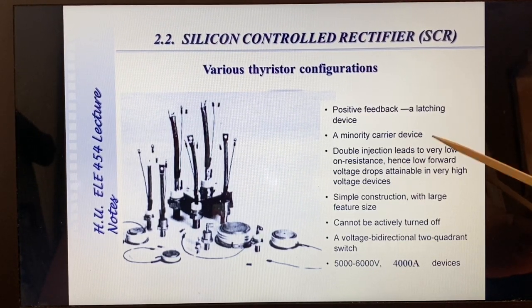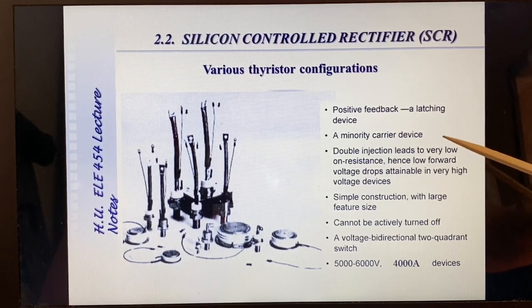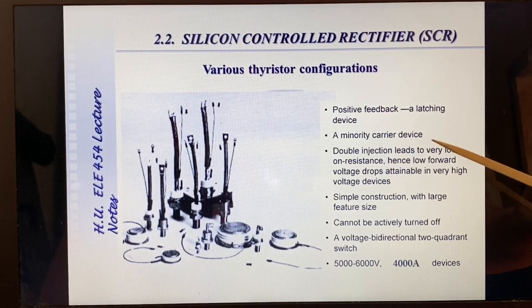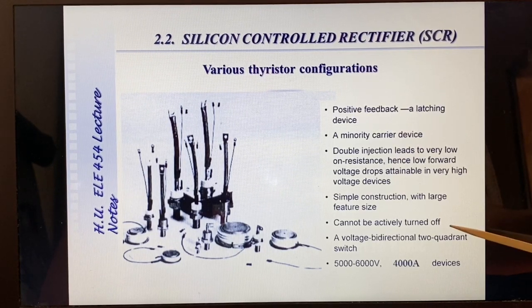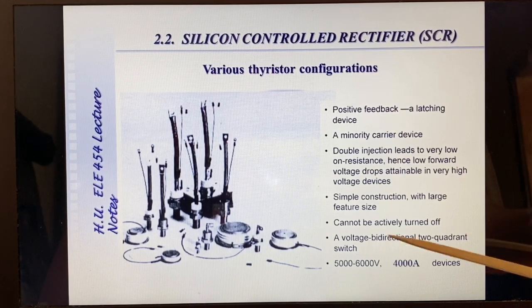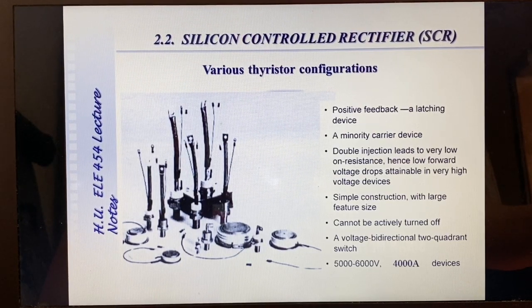It is a minority carrier device again, because minority carriers injected from P to N regions will cause the device to conduct. Double injection because of PN layers leads to very low on-state resistance and very low forward voltage drop, even in very high voltage devices. It cannot be actively turned off. This is a disadvantage of the device, but a voltage bidirectional two-quadrant switch can be obtained by using a thyristor, because it has both forward and reverse voltage blocking capabilities.